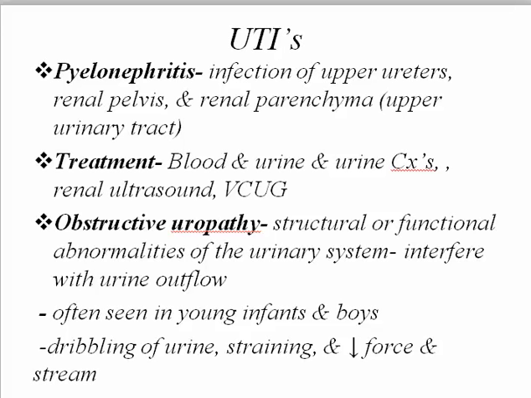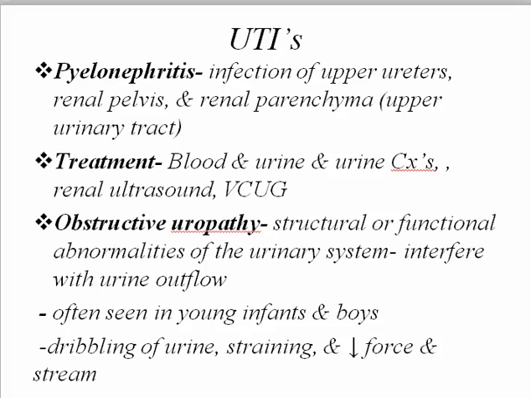Other conditions are obstructive uropathy. But I'm sorry, I forgot, the treatment would be renal ultrasound or a VCUG, which is a voiding cystourethrogram, and that is a test where you view the urethra and the urinary bladder. So you're looking at the anatomy, looking to see if everything in the anatomy is fine or not.